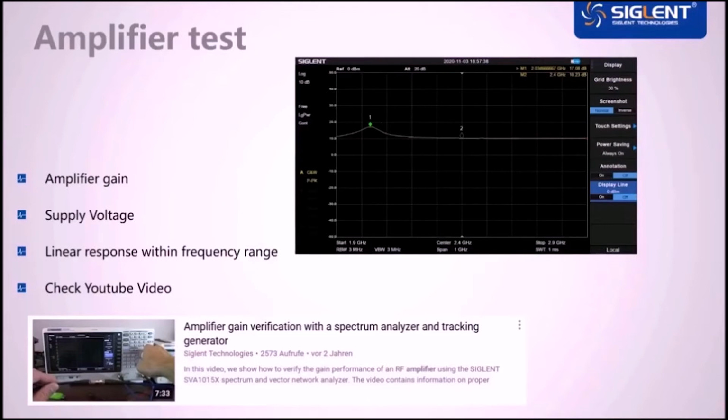Since I cannot go too much into detail here, please let me recommend you this video from my colleague Jason. He made a short video introduction to amplifier measurements here. If you want to have a first look into the topic, please find it on YouTube. For those of you who already have experience here, I have another recommendation for you afterwards.